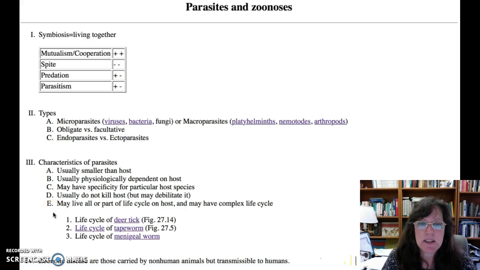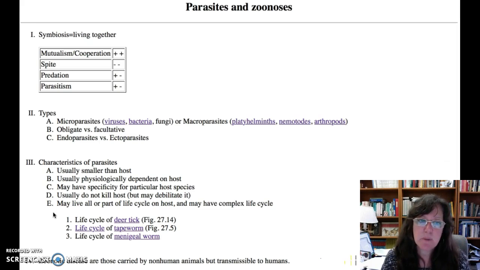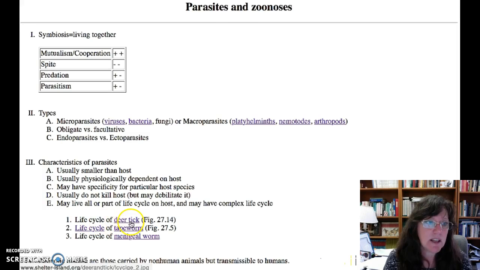One of the most interesting things about parasites is their life cycles. Sometimes they have very, very complex life cycles that consist of living independently for part of their life cycle and being dependent for part of their life cycle, or they may be dependent on multiple species in sequence at different points in their life cycle. So I'm going to show just a couple of examples so that you have a little bit of an idea of what this means.